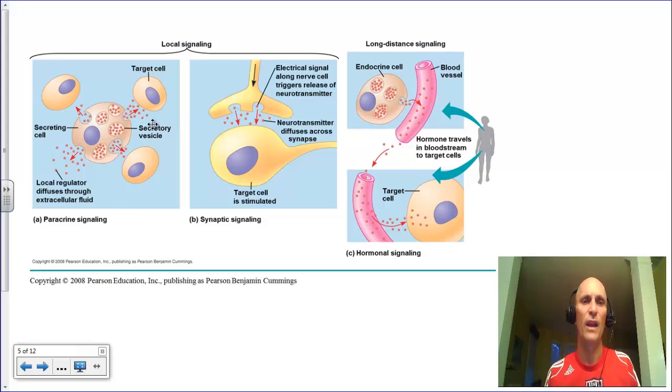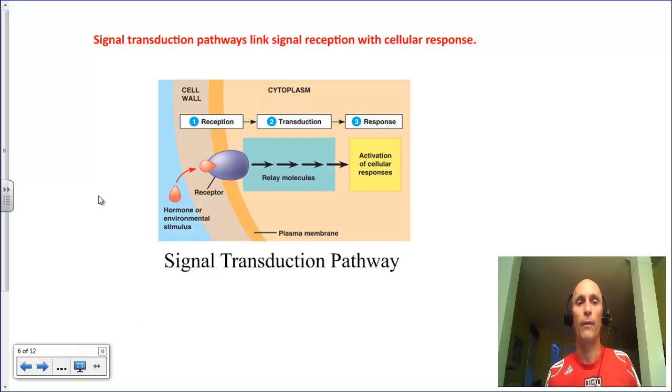So different types of messages we can have: hyperlocal, we can have local, and we can have long distance. Now, we have three main phases in the signal transduction pathway. The first one is reception, and that is typically a receptor that's going to be found on the membrane. We'll talk about the different kinds of receptors that are found on the membrane, and that is what is going to be receiving the chemical messenger, which is carrying the message.